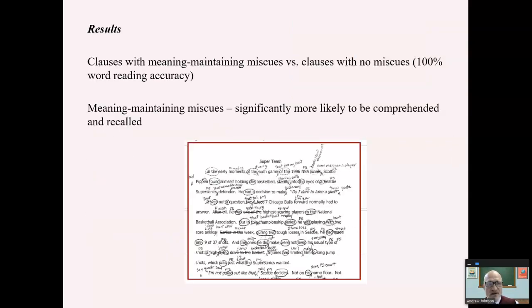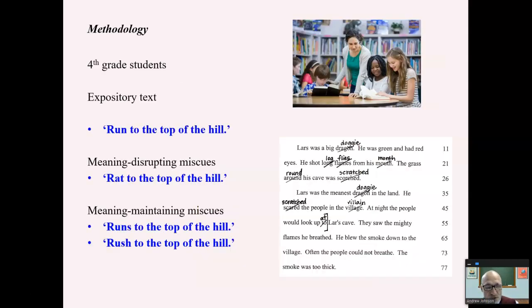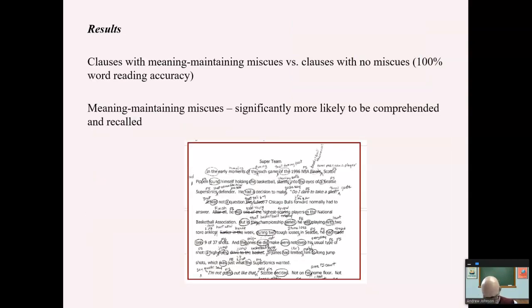So the results of this study: the students read the text aloud. Their readings were recorded, and they used a retelling chart to assess the comprehension. Here's what they found. The clauses with meaning maintaining miscues versus the clauses with 100% accuracy. Students read a clause that wasn't exactly as printed, but the meaning stayed intact, or they read the clause with 100% accuracy, exactly as it's on the page.